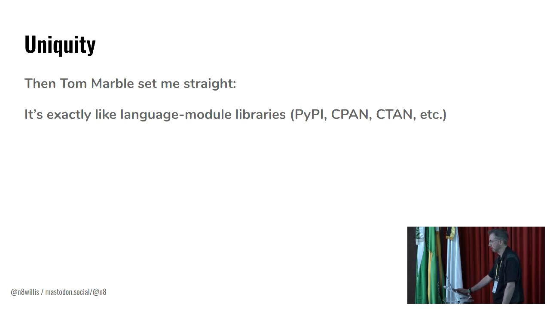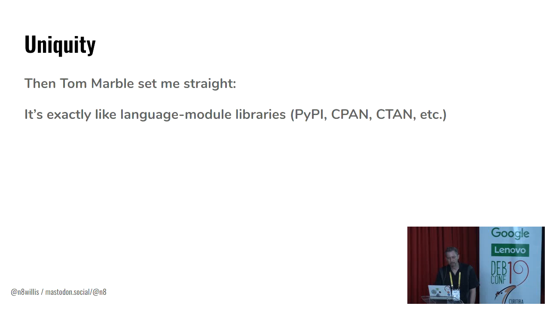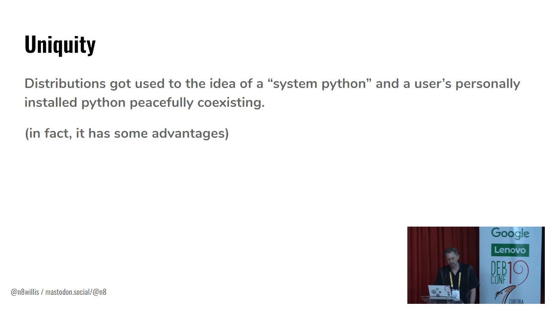Then Tom Marble, if you know Tom Marble, set me straight on this on Twitter. He's like, no, that's exactly the same thing that happens with language-specific modules and libraries. And Python and Perl and the TeX community all seem to have some sort of solution to doing this. And actually that's true when you stop and think about it, because you have executables that live in the user's home directory, and you have libraries that are installed that are visible only to the user's Python and not to the system Python. And the distribution has got used to this, and for the most part, it's not a perfect world. It does have some advantages, though.